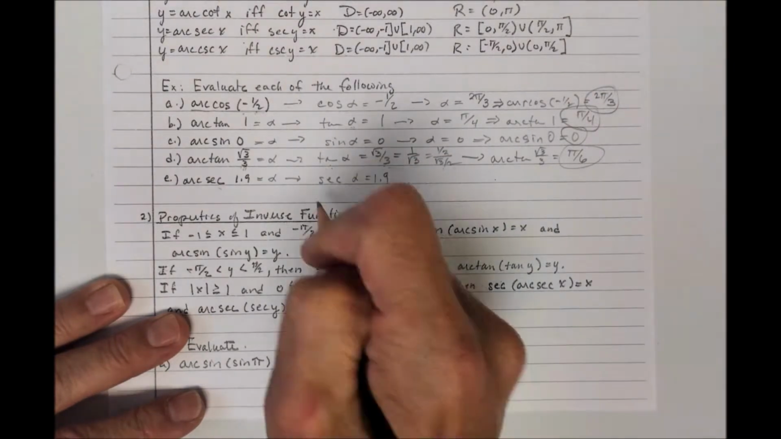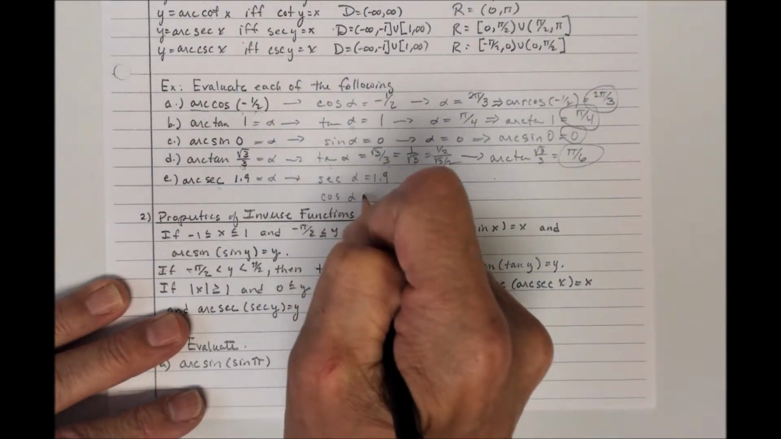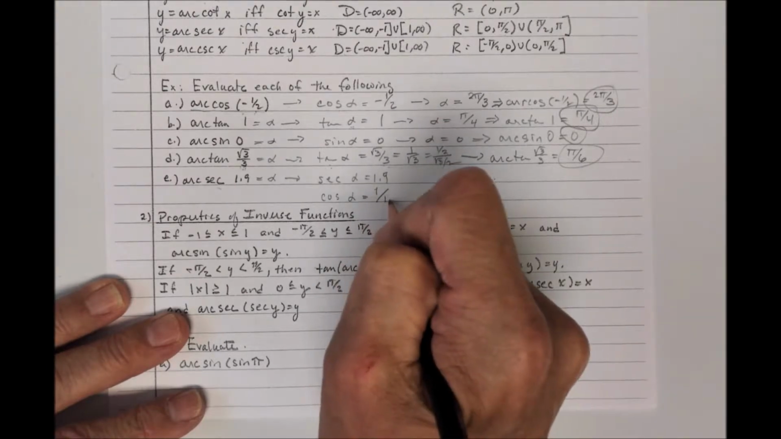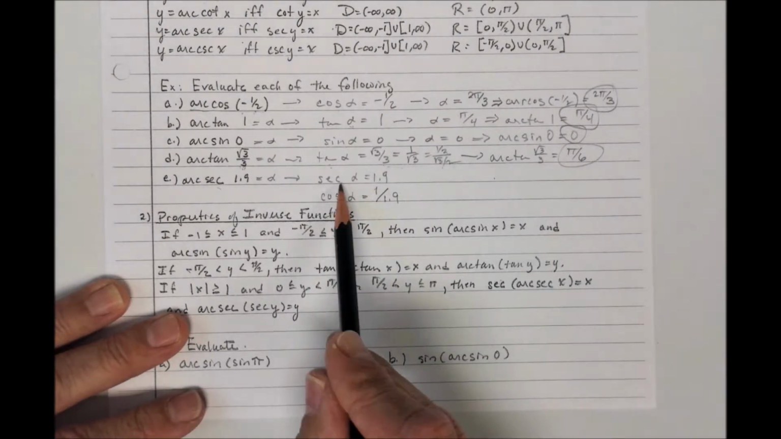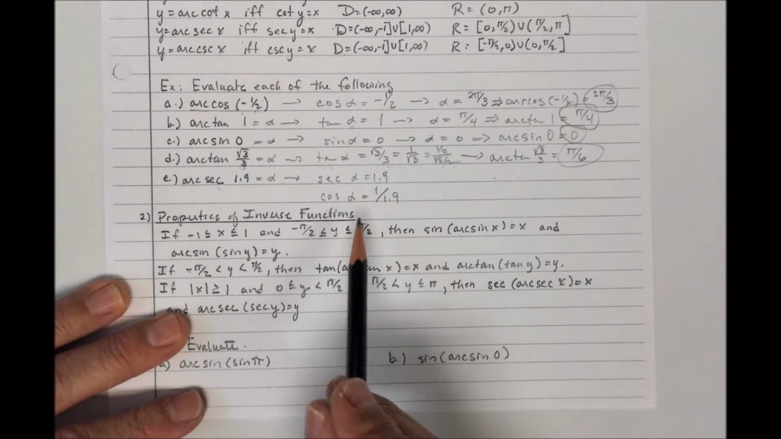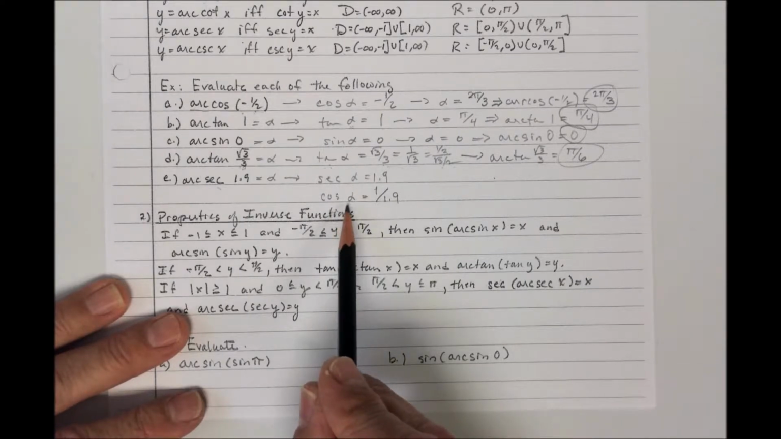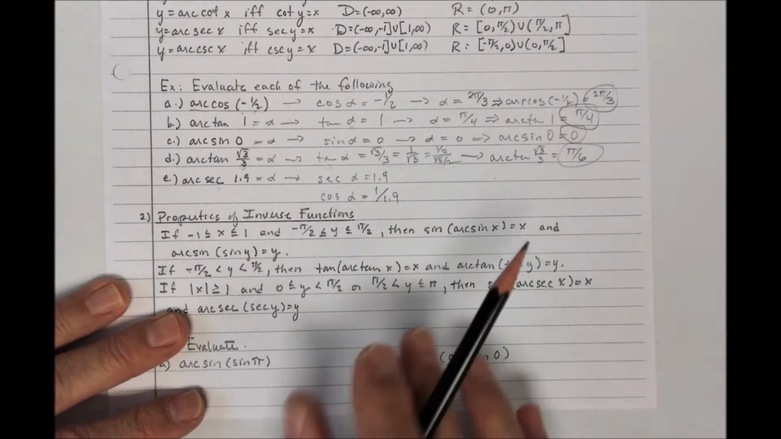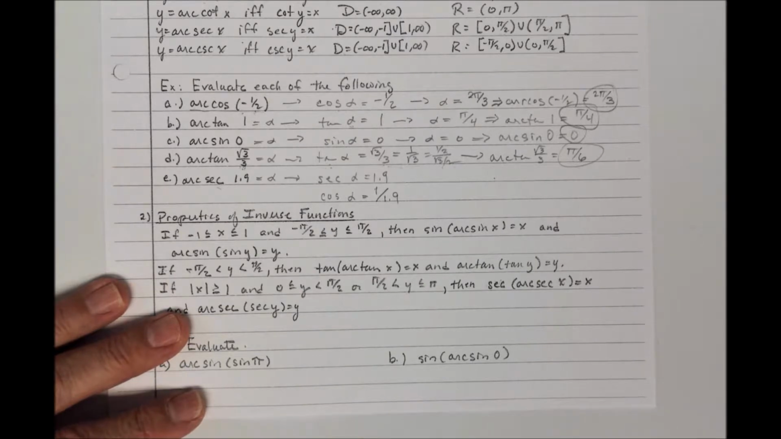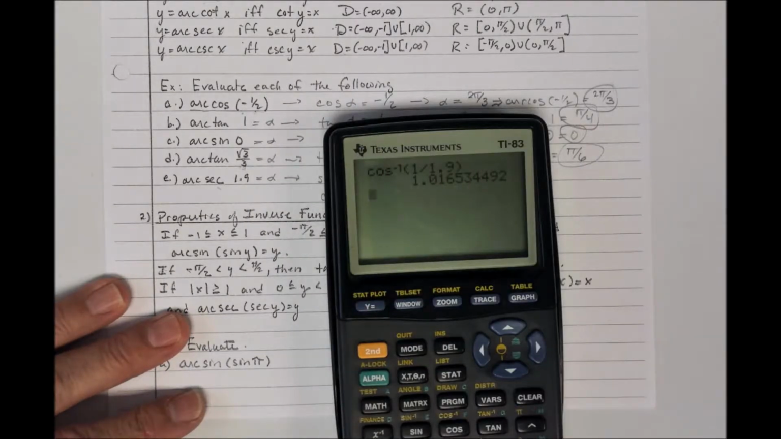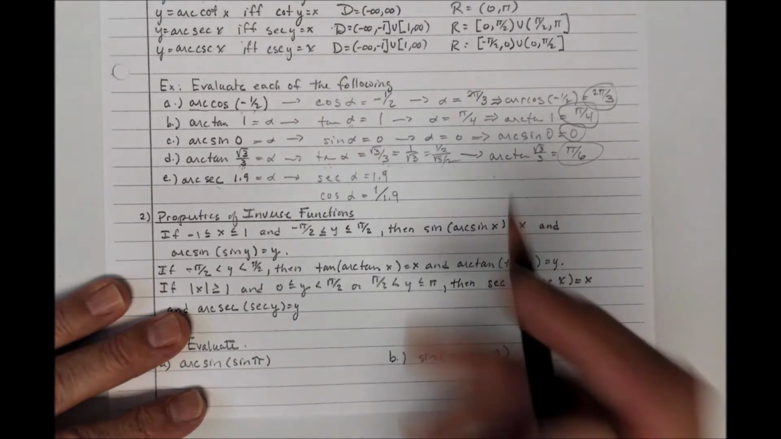Well, that tells me that the cosine of this angle is 1 over 1.9, because cosine is the reciprocal of secant. And now I can use the inverse cosine button to figure out what this is. I think I've already done it on my calculator there. Let's see if you can tell what that is. There you go. The inverse cosine of 1 over 1.9 is 1.0165. I'm going to round it to 3 decimal places, 1.017.